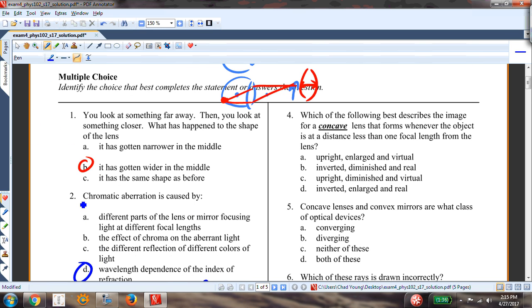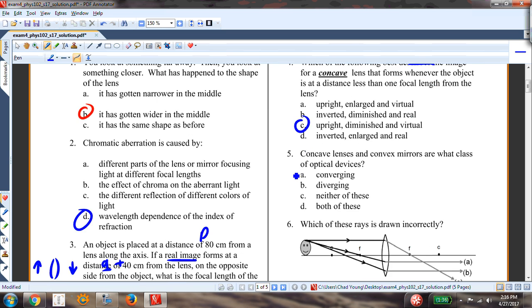All right, which of these best describes the image from a concave lens? Remember, a concave lens is like this, and a concave lens makes the same images as a convex mirror. So wherever my object is over here, my image is going to be here. It is a virtual, diminished, upright image, just like in a convex mirror.